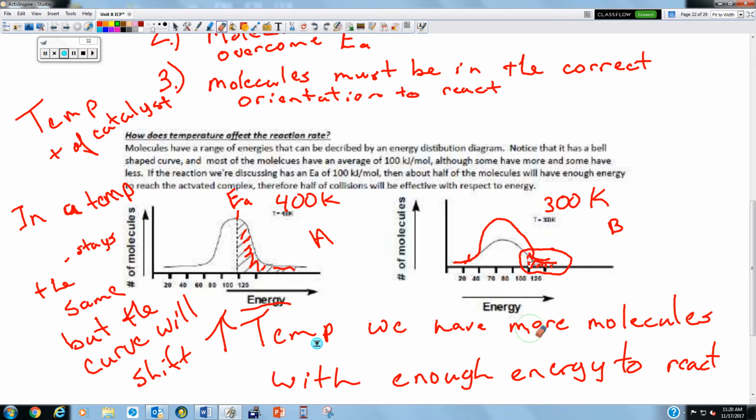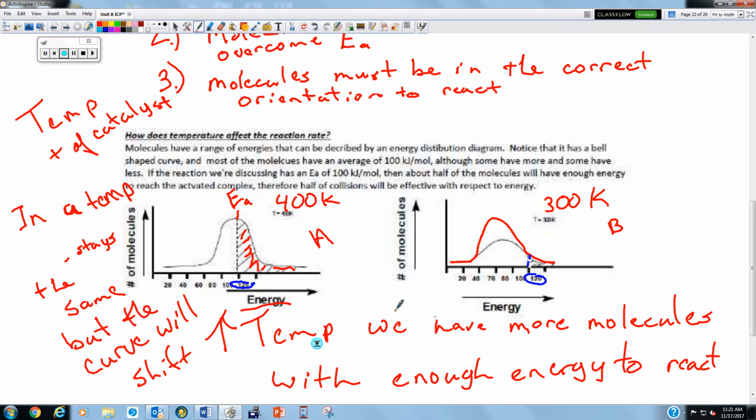Let me see if I can clear this up a little bit better, make this one a little nicer. So we have this curve here, and again, we're dealing with the same number of molecules, and what we're looking at is we have our activation energy right here at 120. And notice that on this one, our activation energy is at 120 as well.